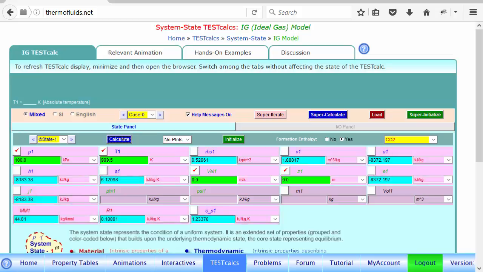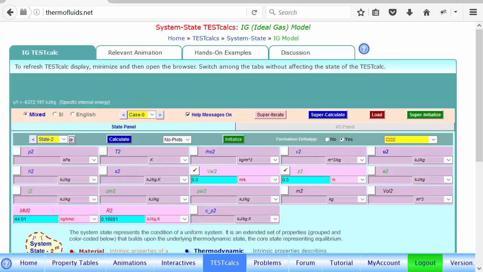We click on the calculate button and you see that U1 is calculated. Look at U1, it's negative. That's because something called formation enthalpy has been added, but it doesn't matter. It's all relative how energy is measured. It's always based on what you call zero energy. So don't let the negative sign bother you.